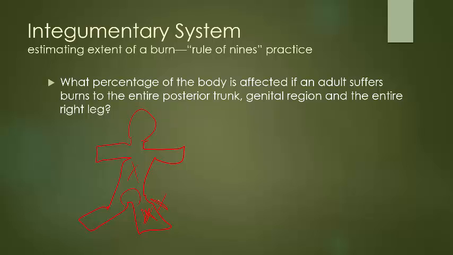Front and back. So the entire posterior trunk would be 18%. Genital region, we'd add in 1%. And then the front and the back of the right leg, the anterior and posterior leg, would be 9 plus 9. So that comes to a total of 37. So 37%. Hopefully you got both of those right.